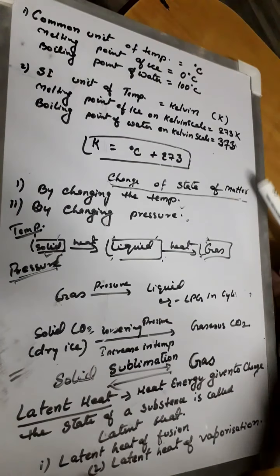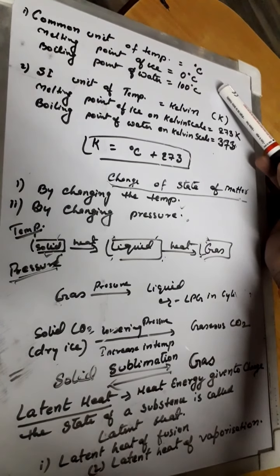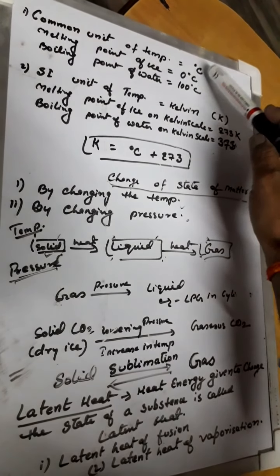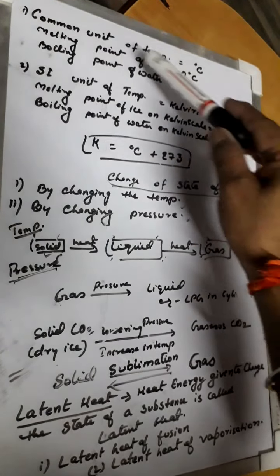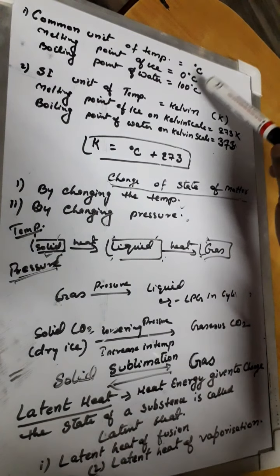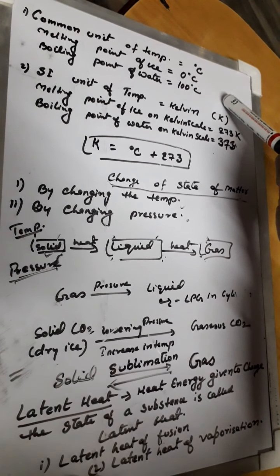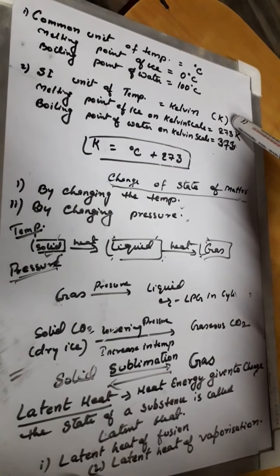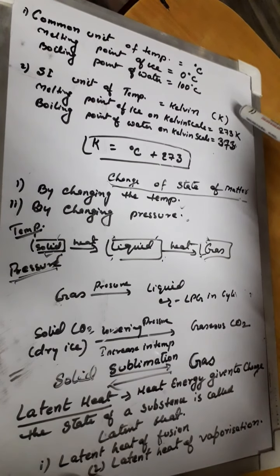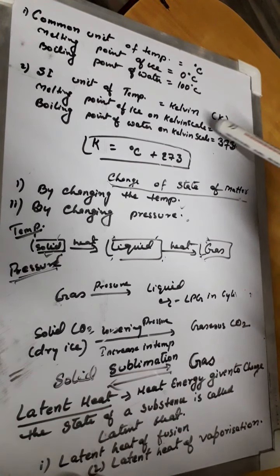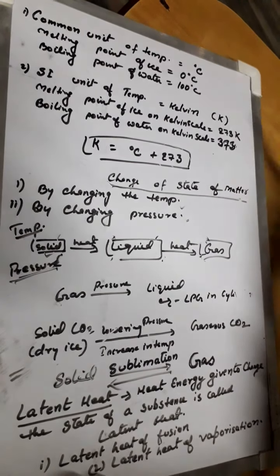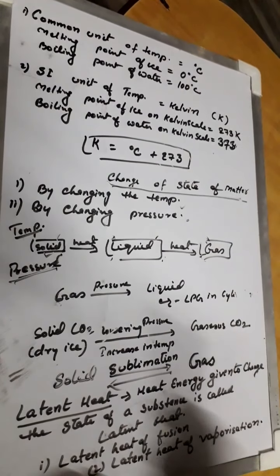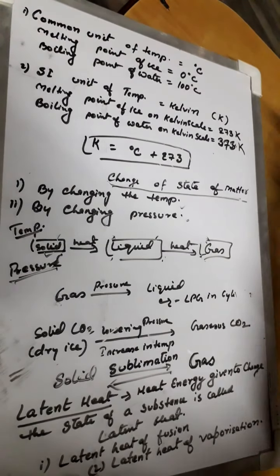Let us start with the unit of temperature. Degree Celsius is the common unit of temperature. We know the melting point of ice is 0 degree Celsius, and the boiling point of water is 100 degrees Celsius. If we talk about the standard unit, that is the SI unit of temperature, then we have Kelvin. Kelvin is the SI unit of temperature, and the melting point of ice on the Kelvin scale is 273 K, and the boiling point of water on the Kelvin scale is 373 K.